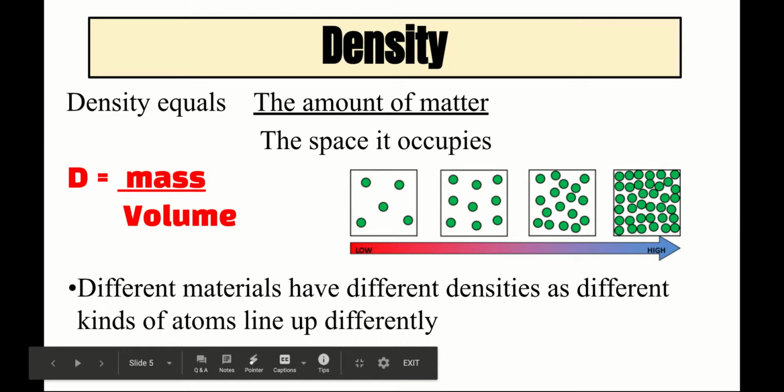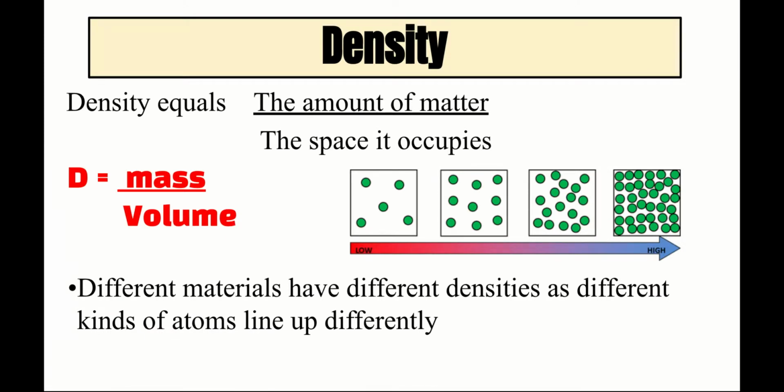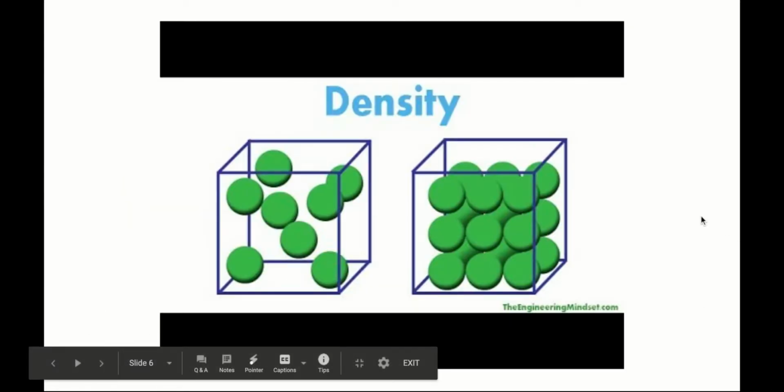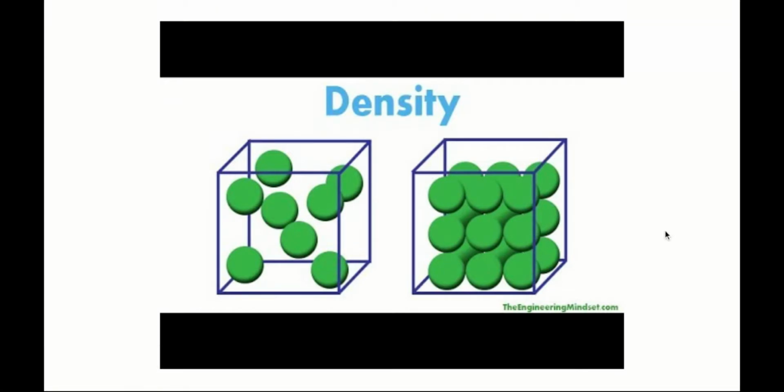Mathematically, when we're trying to solve for density, the equation is mass divided by volume, which means that density is equal to the amount of matter divided by the space it occupies. And depending on the type of material you have, they can have different densities because different kinds of atoms are going to line up differently. So for example, if you have the same volume size piece of silver compared to the same volume of, say, a piece of ice, they're going to have very different densities because they are made of different atoms and the atoms are going to align differently.